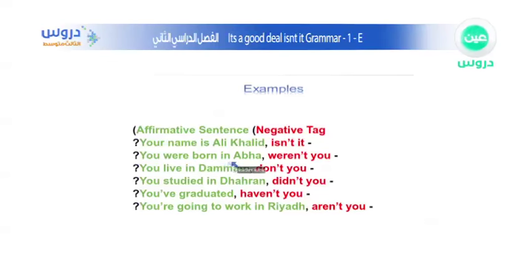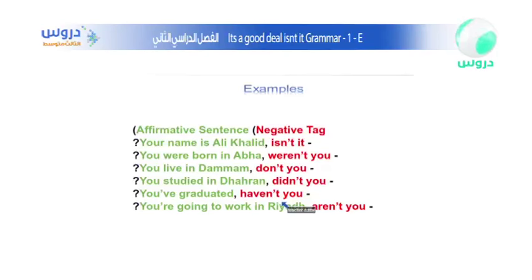You were born in Abha, weren't you? You live in Dammam, don't you? You studied in Dahran, didn't you? You have graduated, haven't you? No, it's okay, no worries. You are going to work in Riyadh, aren't you?